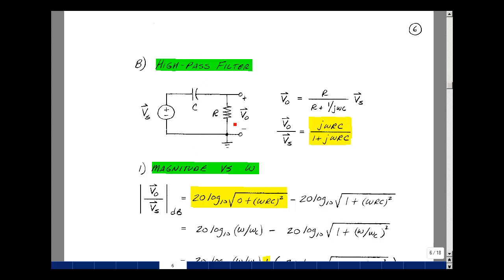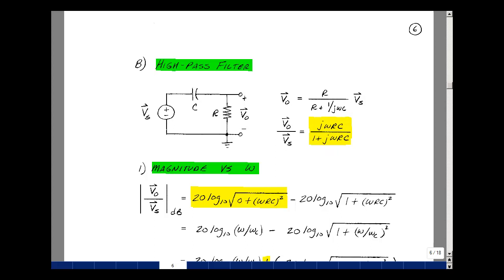Given this RC circuit, let's solve for the output over the input in the frequency domain. It's a voltage divider since this current is the same as this one. It's R over R plus the impedance of the capacitor, which is 1 over j omega C. We multiply numerator and denominator by j omega C. I get j omega RC, and then just 1. Bring the V sub s over here, and again I have a transfer function, the output over the input.